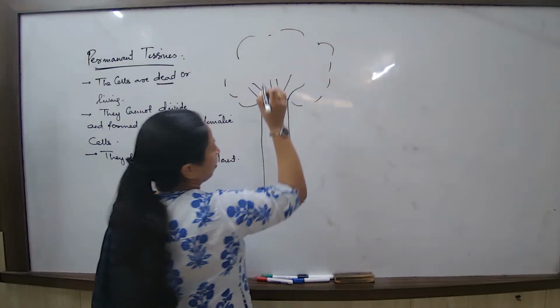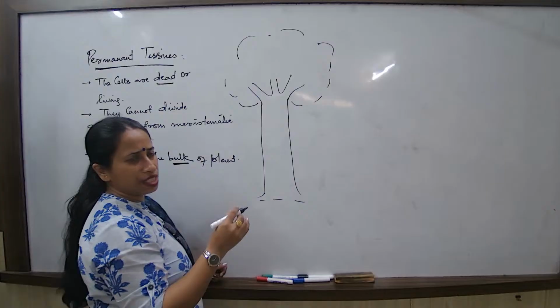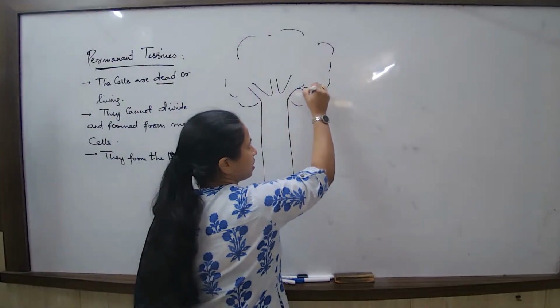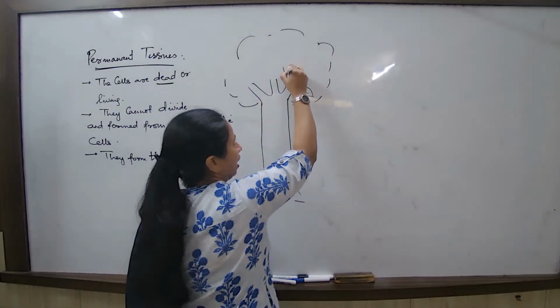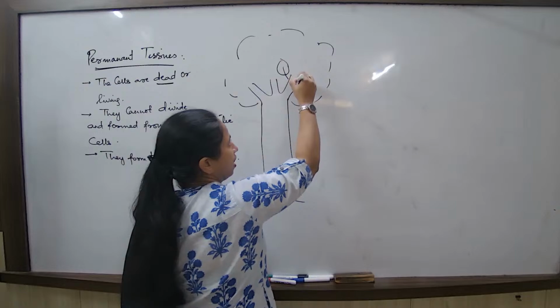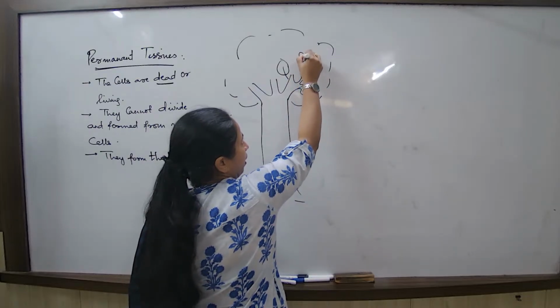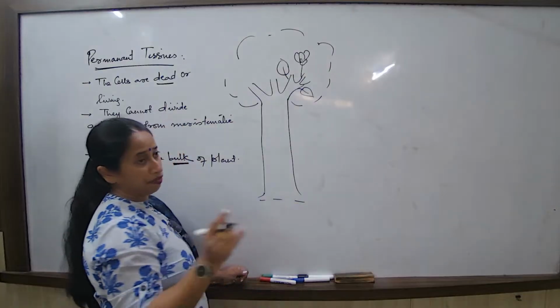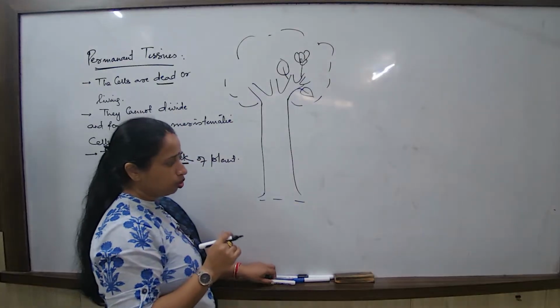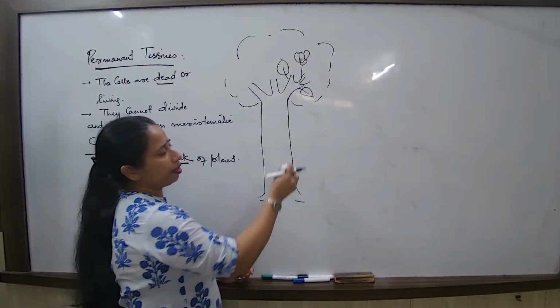So when I talk about the branches and the leaves, where is meristematic? If this is the part of the plant where the leaves are there, the flowers are there, then we have to understand where the different types of tissues would be. To look into the location, where is the permanent?